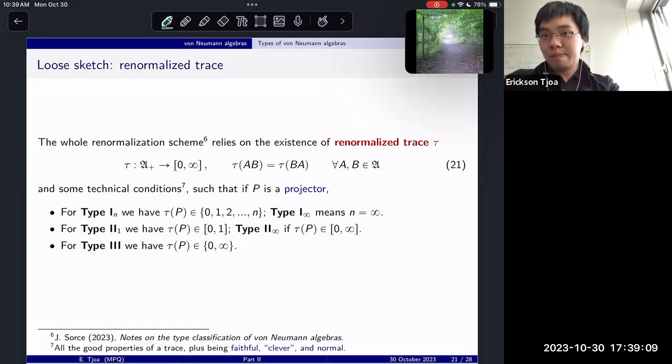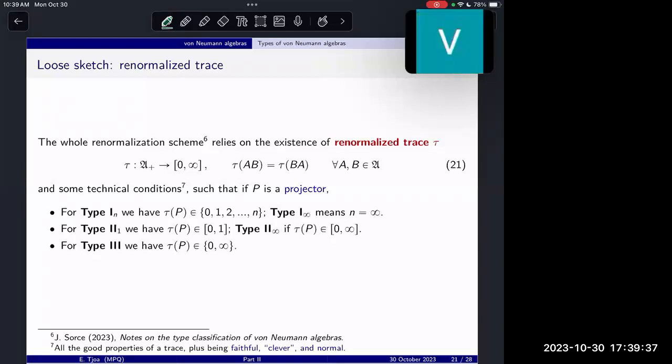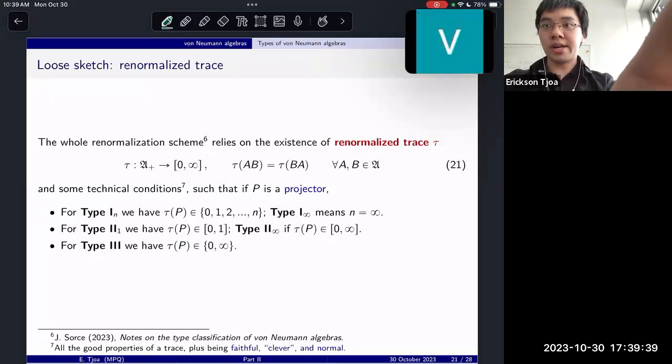Now, in type 3, if you put any projector in, it will either spit out 0 or it will spit out infinity. The technical way of thinking about this is that in type 3 von Neumann algebras, you cannot find finite rank projectors. All projectors must be either trivial, which is the 0 operator, or infinite rank projectors. So this is basically a characteristic of quantum field theory. Okay, so this is really two ways of making the connection between the existence of renormalized trace versus renormalized density operators. Is there a question?